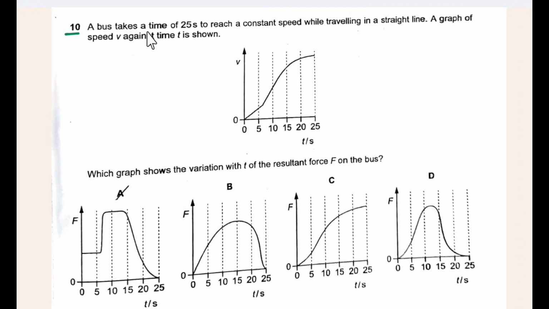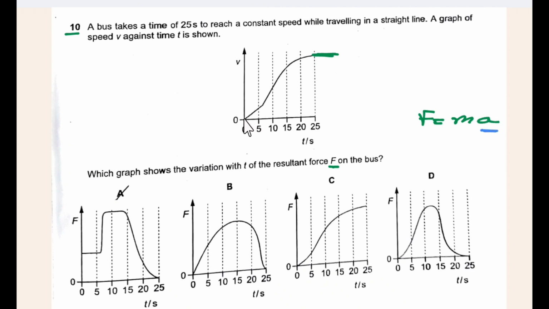Number 10. A bus takes a time of 25 seconds to reach a constant speed while traveling in a straight line. A graph of speed against time is shown. Which graph shows the variation with time of the resultant force on the bus? For a resultant force against time graph, we know that resultant force is equal to mass into acceleration, where mass is constant. And acceleration is the gradient of the velocity time graph.